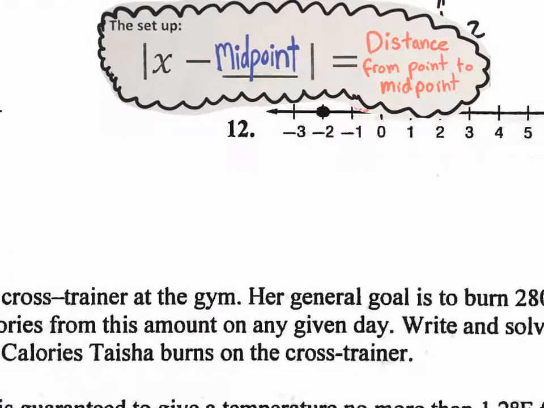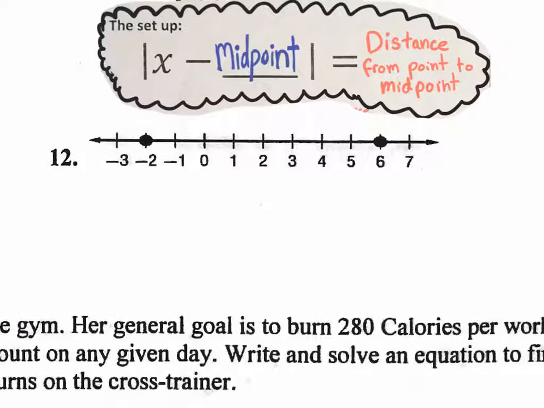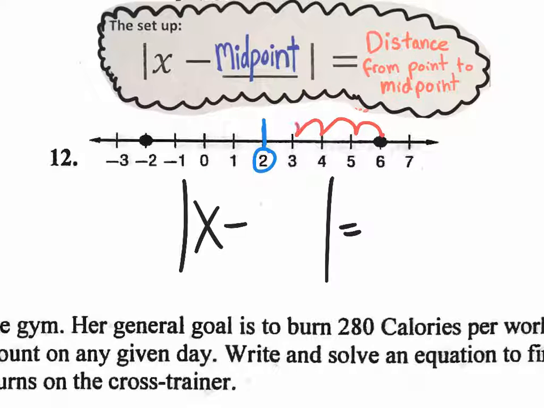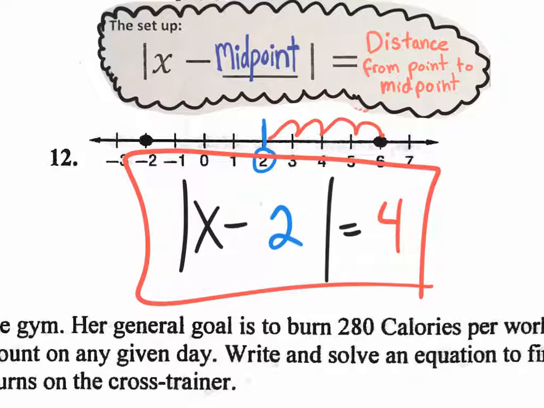Let's do the last one, number 12. Again, set this up. Absolute value of x minus your midpoint equals the distance from the point to the midpoint. So what is the midpoint here? 2 is the midpoint. And what's the distance? 1, 2, 3, 4 again. So the midpoint we said was 2, and the distance from the point to the midpoint is 4. That is your final absolute value equation that produces the two answers, negative 2 and positive 6.